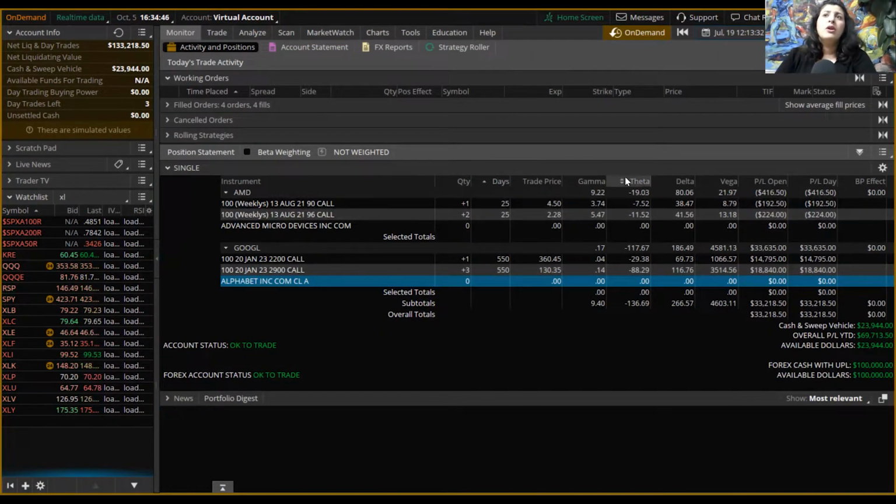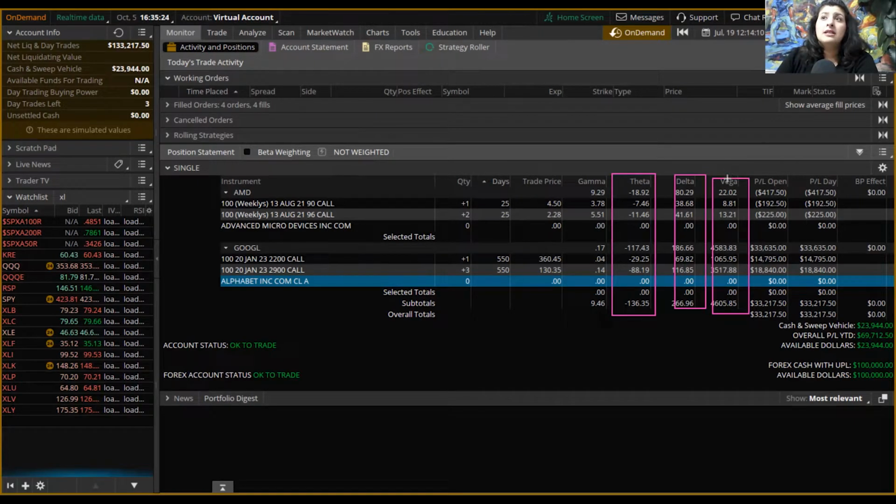So now you can see how theta is every day. Sorry, just one second. So on your monitor tab, it will show you how much you lose in value every day from theta. And it will show you what your changing deltas are, and what your delta is all together. And it will show you also what your Vegas are for your different positions.